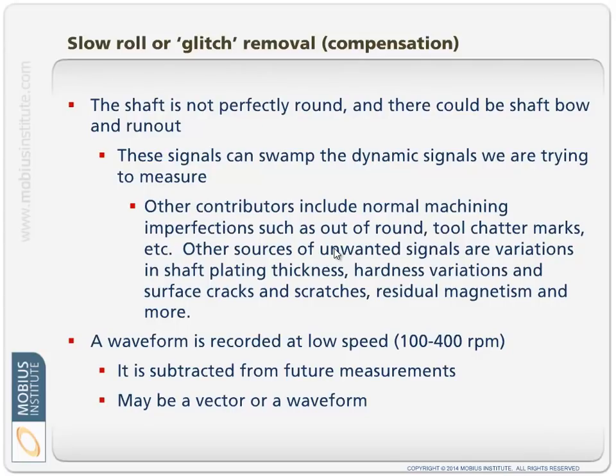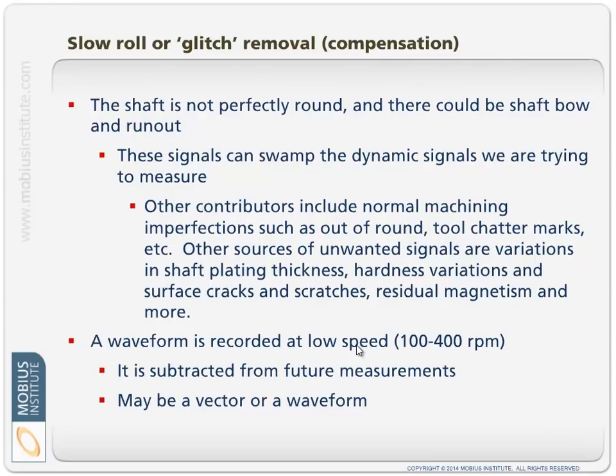So there is a solution to that, and that is we run the machine at a low speed. It has to be low enough that the shaft is not moving because of centripetal forces due to unbalance or dynamic forces or anything else. It is simply rotating, and therefore the distance between the shaft and the probe should not change. And therefore, if we record that signal, we will get an indication of how much it does change as it rotates. And we can do one of two things with it.